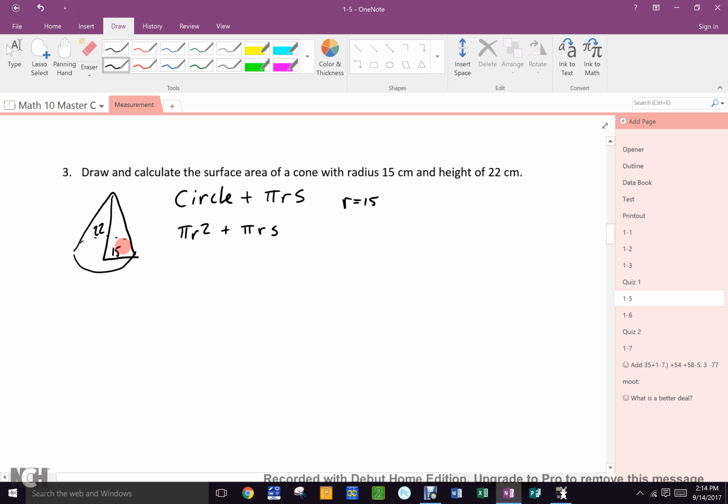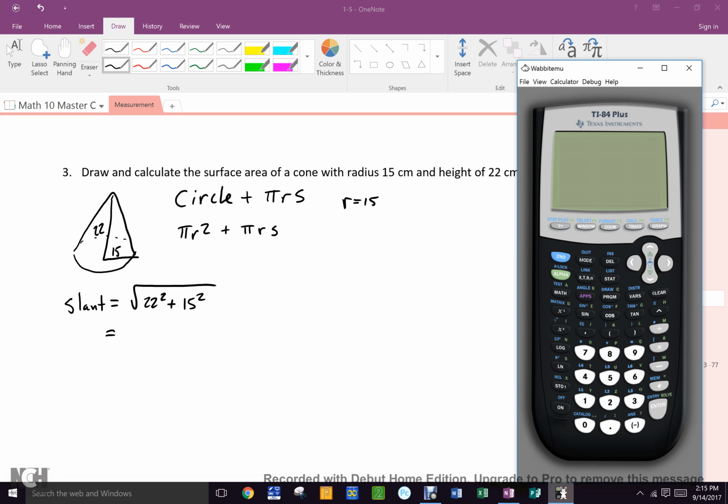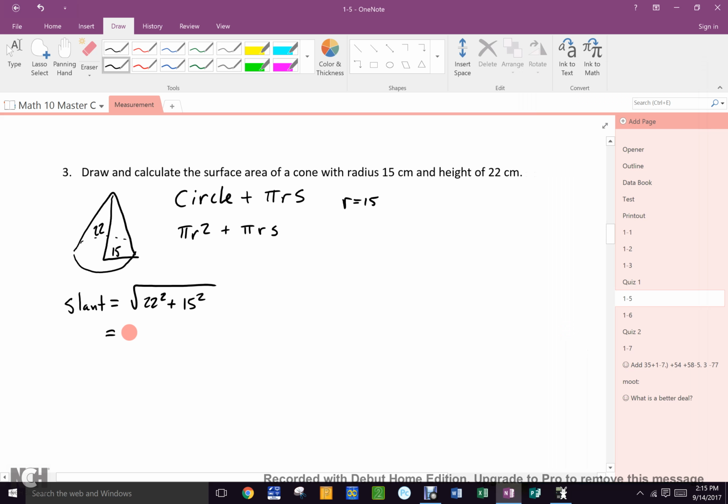That's the Pythagoras part, right? Because slant always equals what? Square root of the height, which is what? 22 squared, plus the square root of the bottom, which is what? 15 squared, and that's going to give me my answer. So I do that with my calculator, and what do I get? You should be practicing. 26.6 sounds about right.